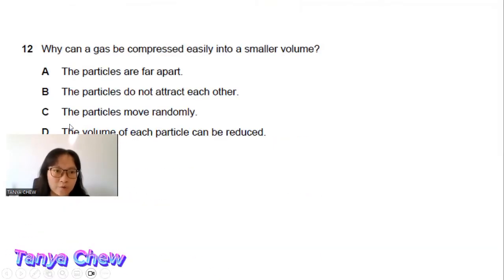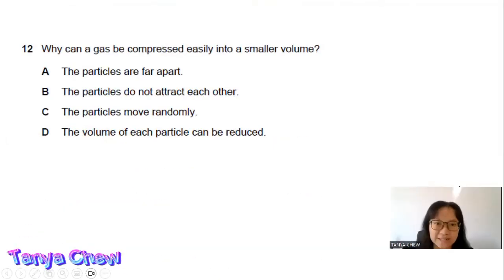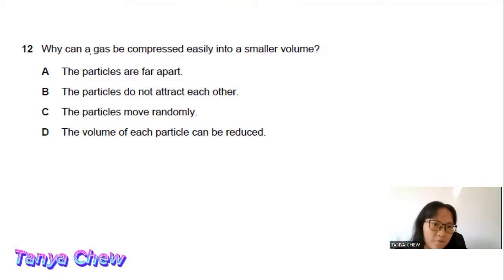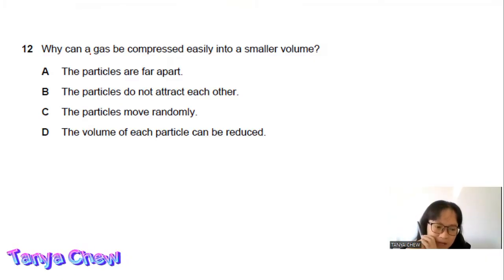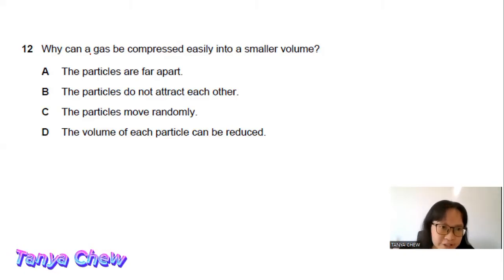Question number 12. Why can a gas be compressed easily into a smaller volume? Why? What to do with the gas? Let us look at A. The particles are far apart. That is why you can compress it. Is that the exact answer? It sounds correct, but I think that is still lacking. Far apart, I could agree with that. But I will have to look at B, C, and D first.